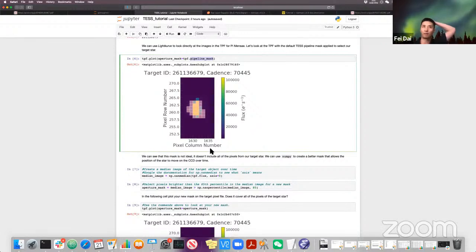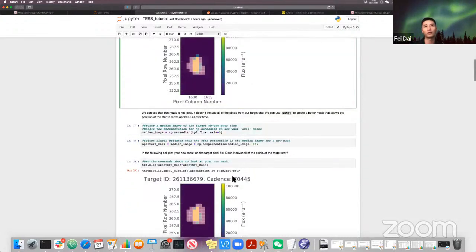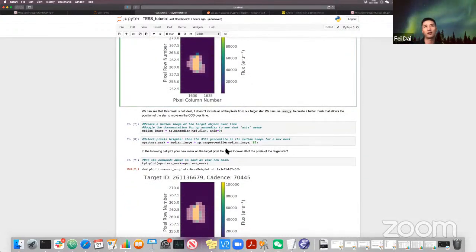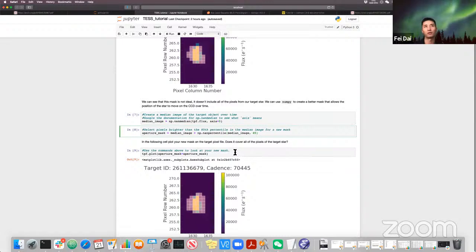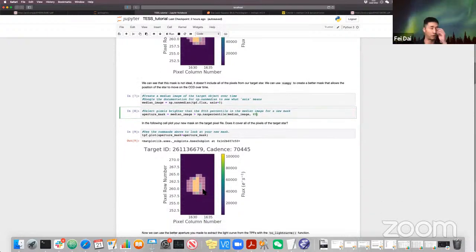But usually this default mask isn't really good. Another way we can do it is to use something called the median mask. This is setting a threshold, basically a percentile, 85th percentile. Any pixel brighter than that, we include in the so-called aperture. For example, here, if you look at the default aperture, one of the really bright pixels in the upper part of the plot is missed. But if you use a median aperture, all the major pixels will be included.